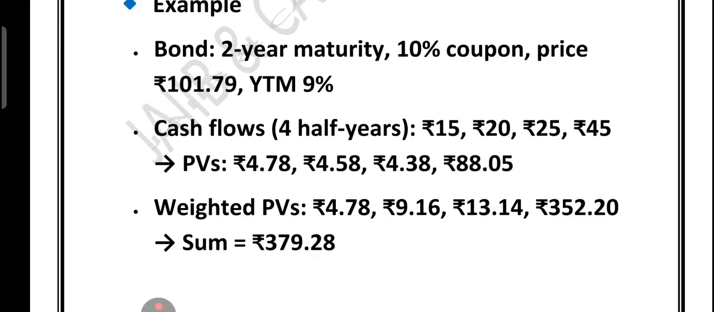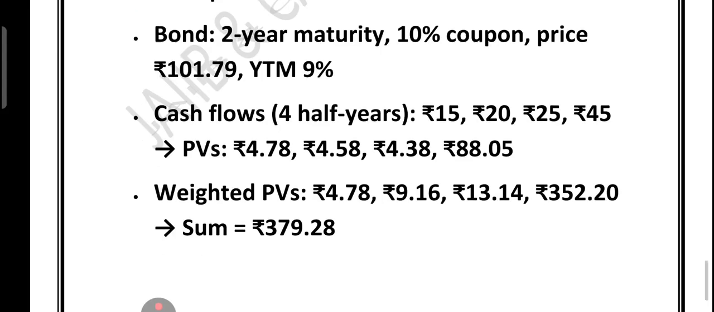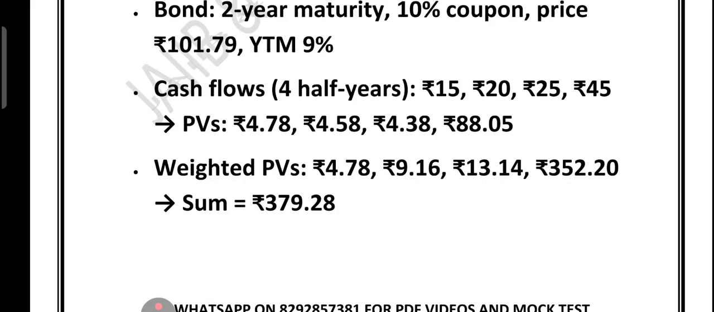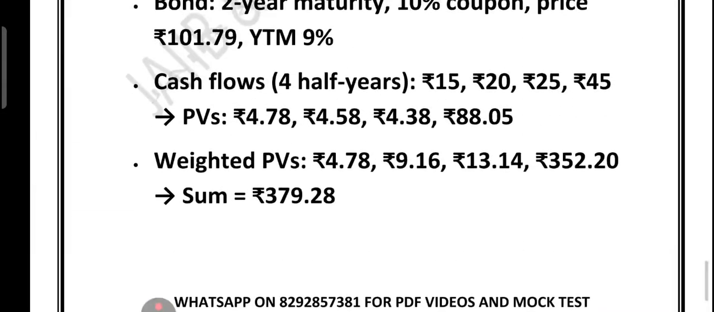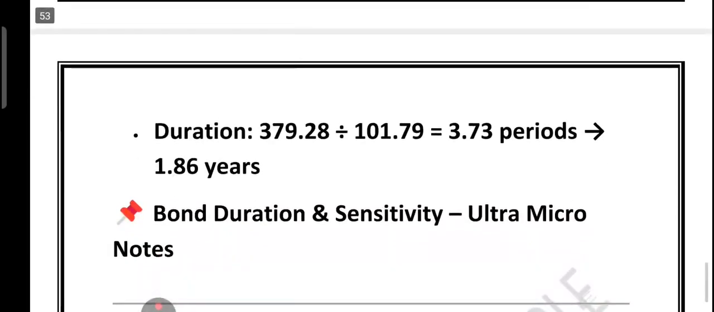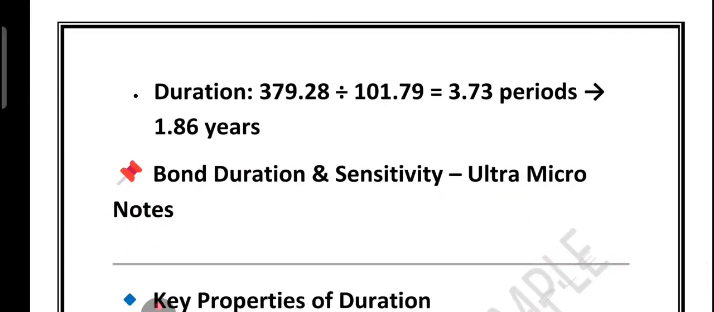By discounting the cash flow, we get the PV, right? Then you find the weighted PV. Very simple. Weighted PV, just multiply PV with time. That will give you the weighted PV, right? Then after that we need to find their sum, and divide the sum by the summation of PV. That will give you the bond duration, which comes out to be 1.86 years.